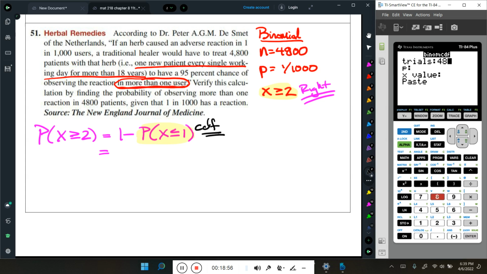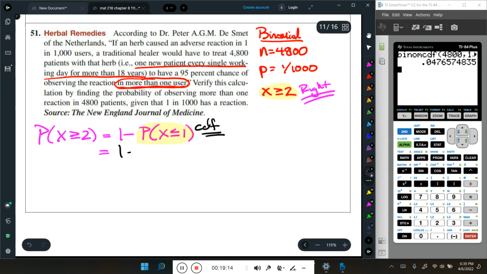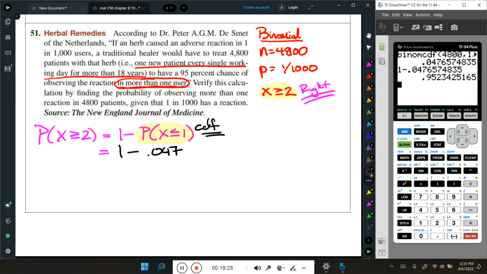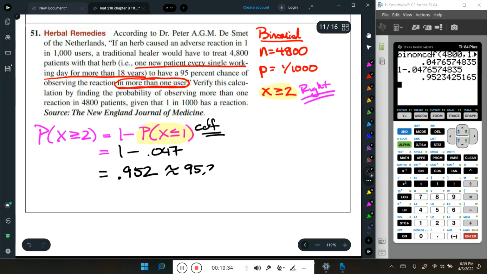I'm going to find that binomial CDF. I'm doing 4,800 trials. That's 4,800 patients. I have a probability of seeing an adverse reaction of 1 out of 1,000. I only want to see it at most one time. I get 0.047 and change, rounded wherever they tell me to round it. So 1 minus that value, and I get 0.952 rounded, which is approximately 95.2%.